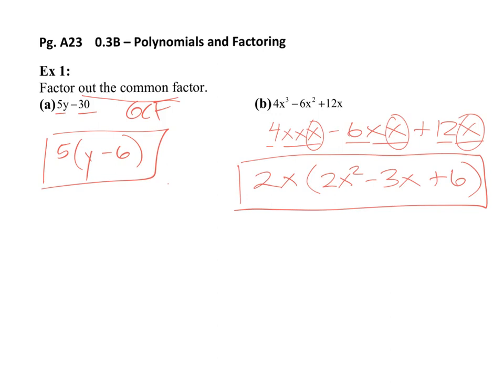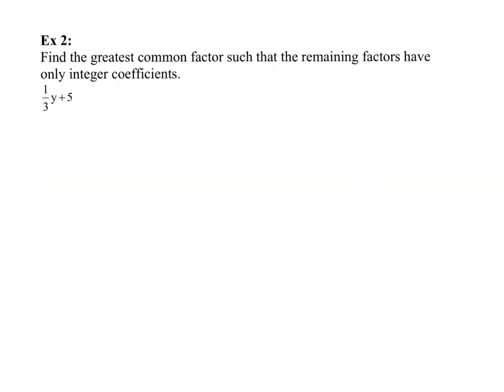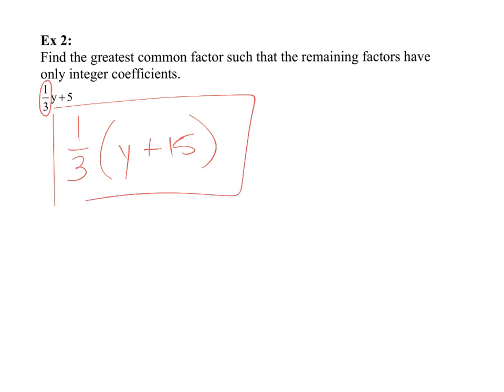All right, next example. Find the greatest common factor such that the remaining factors have only integer coefficients. Okay, since this coefficient is a fraction, I need to get it to be an integer. Well, what do you do then? Well, I pull out the fraction. 1/3 times what is 1/3 y? Well, that's just going to be y. And then 1/3 times what is 5? Well, that's going to be 15, because all you have to do is take 15, divide it by 3, and you get 5. All right, that's all there is to this one. Done. Next example.